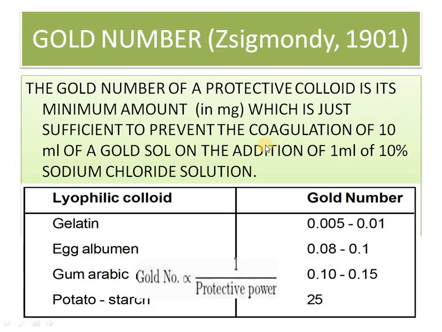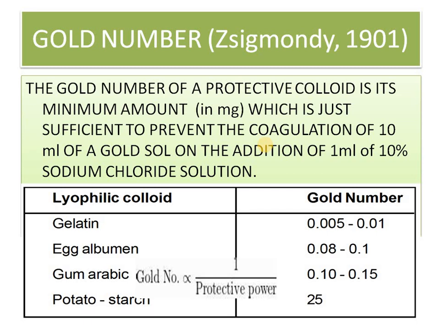Next is the gold number. The gold number of a protective colloid is the minimum amount in milligrams which is just sufficient to prevent the coagulation of 10 milliliters of a gold sol on the addition of 1 milliliter of 10% sodium chloride solution. What is the meaning? If you simply take gold sol and add sodium chloride solution, it will get precipitated, and the whole system will be spoiled.